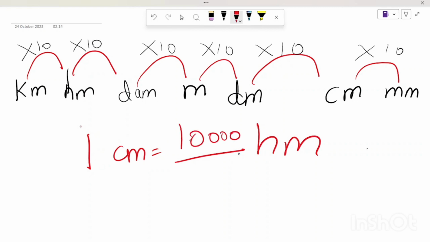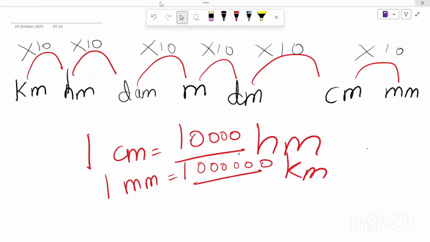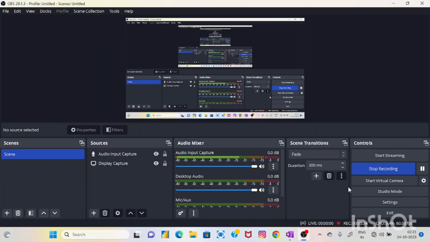Now, if I have to go from 1 millimeter to kilometer, this is a big one, because we are going between the two extremes. So how much will it be? 1, 2, 3, 4, 5, and this is 6. So now I will write 1 followed by 6 zeros. Is it okay? Is it easy? I hope all of you are able to understand how we convert our units from small to big. Thank you.